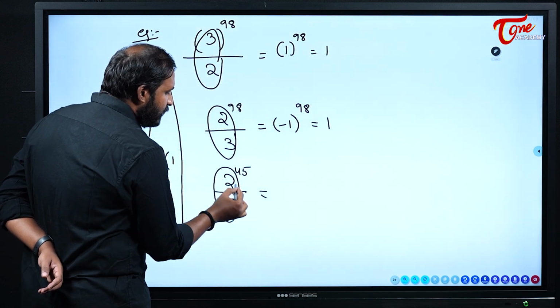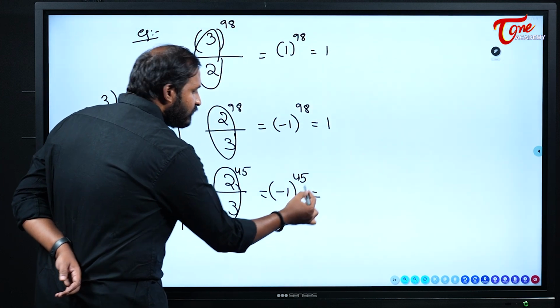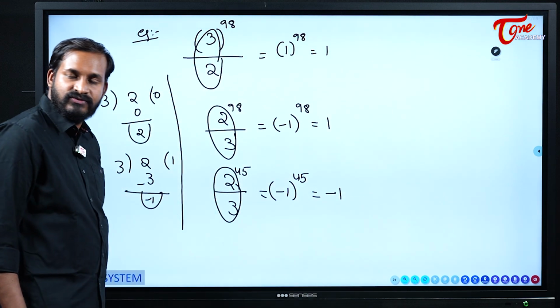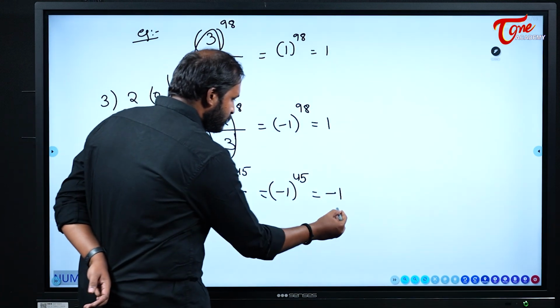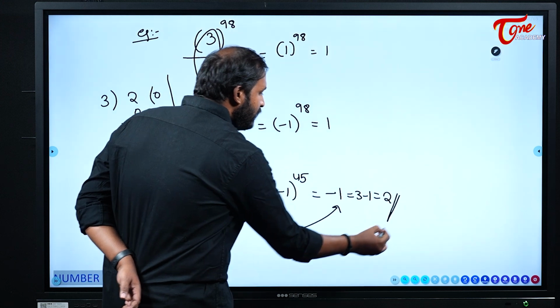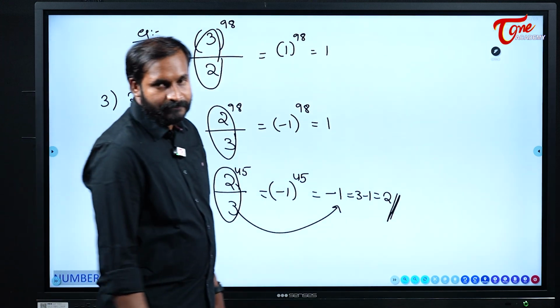For example, the same thing in this 2 to the power of 45 by 3. What is the remainder for 2 by 3? Minus 1. Minus 1 whole to the power of 45. So minus 1 and an odd power, what will you get? Minus 1 only. But will we write our answer as minus 1? No. We cannot write our answer as minus 1. We always write our answer as positive. So what will I do? 3 minus 1, that is equal to 2. So 2 will be our answer here. So the remainder for 2 power 45 by 3 is 2.